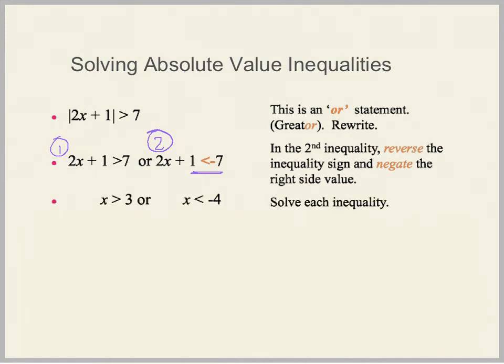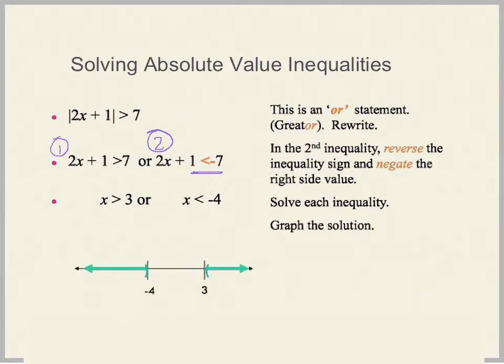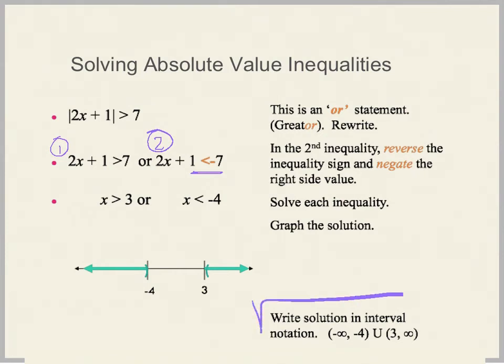Solving each inequality, I have x is greater than 3 or x is less than negative 4. I want to now graph that solution and then write it in interval notation, coming up with the idea that my interval solution is negative infinity to negative 4, union 3 to positive infinity.